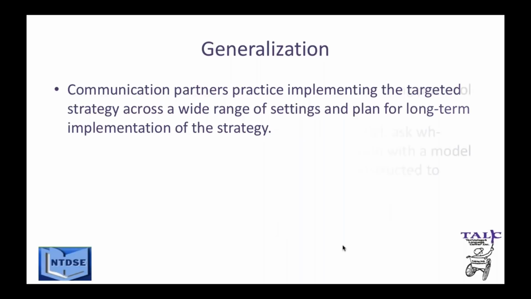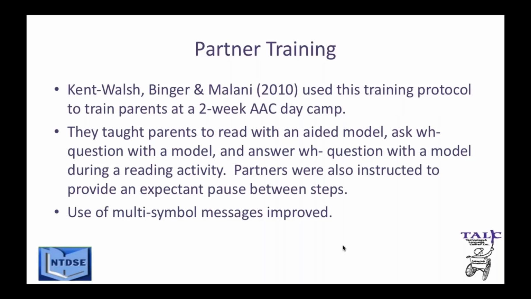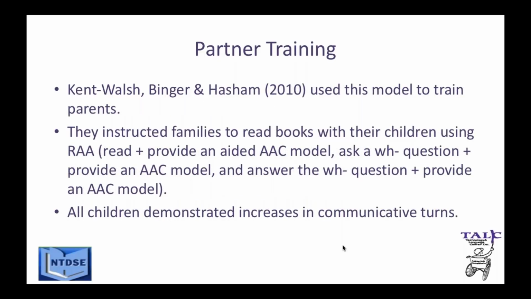So this is where we get into some of the evidence behind the practice. There have been a number of studies looking at this Kent-Walsh and McNaughton 8-step model to teach communication partners of those who use AAC. The first study that we're going to talk about today was done by Kent-Walsh et al. And they used this training protocol to teach parents at a 2-week AAC camp. And they found that use of multi-symbol messages improved. Another one by Kent-Walsh used the model to train parents. Again, they instructed families to read books with their children using the RAA: read, provide an AAC model, ask the WH question plus provide an AAC model, and answer the WH question plus provide an AAC model. As a result, the positive outcome was that all the children demonstrated increases in communicative turns.